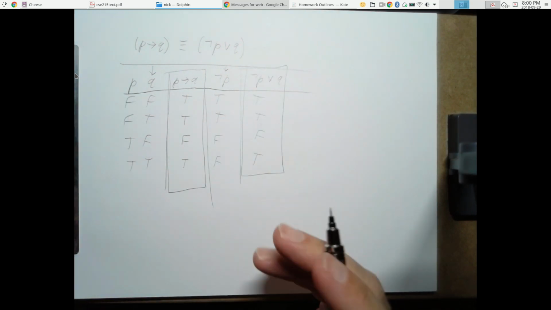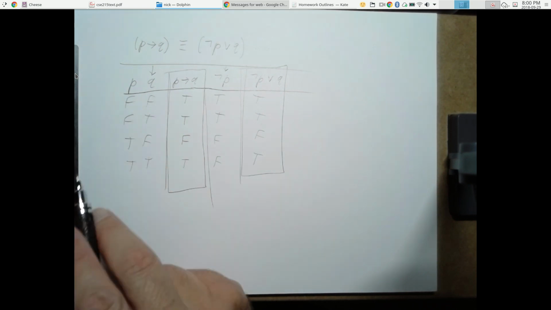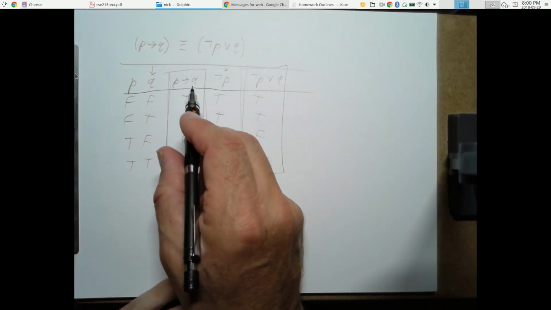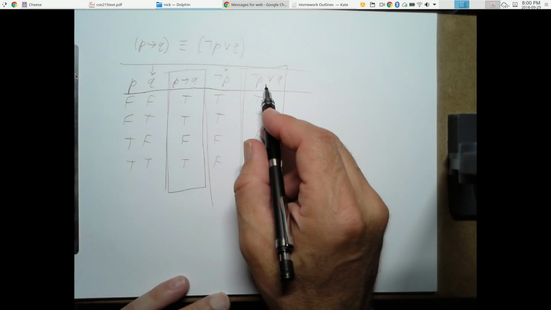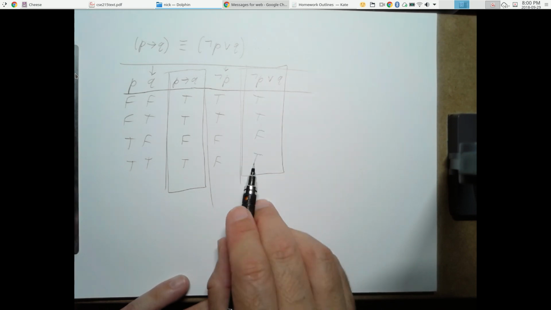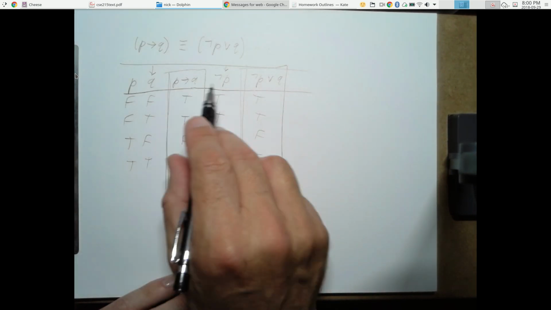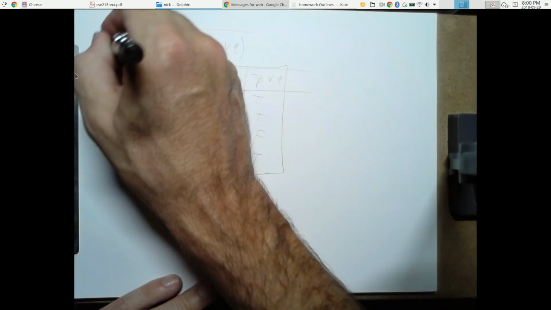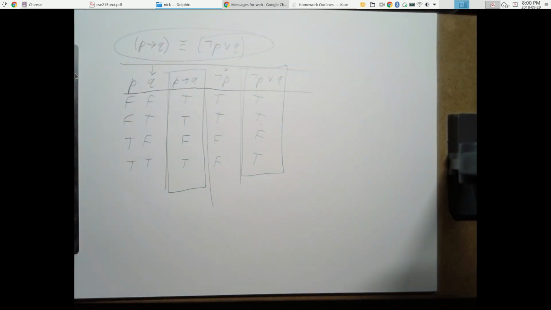And now in all cases, for any values of P and Q being true or false, we see that if P then Q has exactly the same truth value as not P or Q. That's enough to say these two expressions are logically equivalent, so this is a valid thing that we've written.